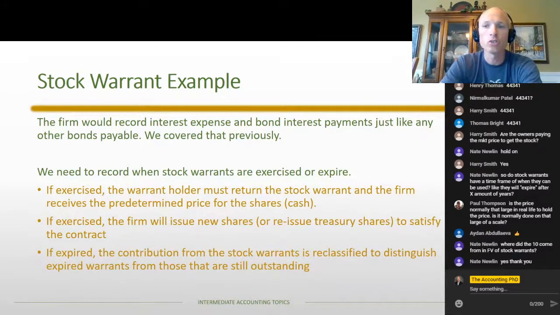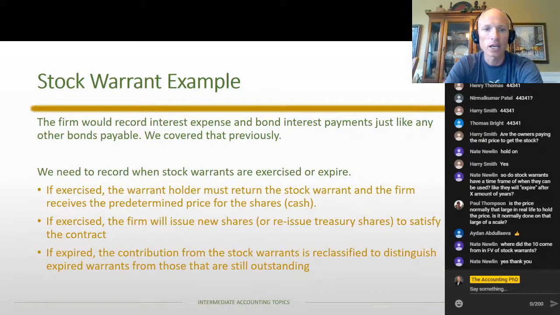They can either issue new shares or they can reissue treasury shares. Either one is fine. The holder of that stock warrant, they don't care whether it's a new share or whether it's from treasury. They just want their share of stock. They're saying, here's my stock warrant, here's my $20, give me a share. All right, and so that's kind of what happens. So if exercised, the firm will issue new shares or they can reissue treasury shares.